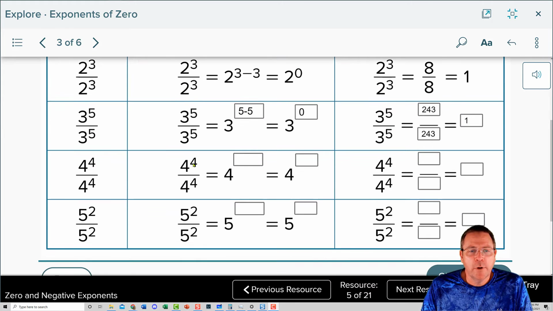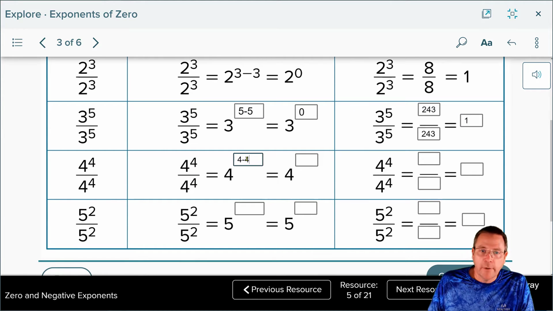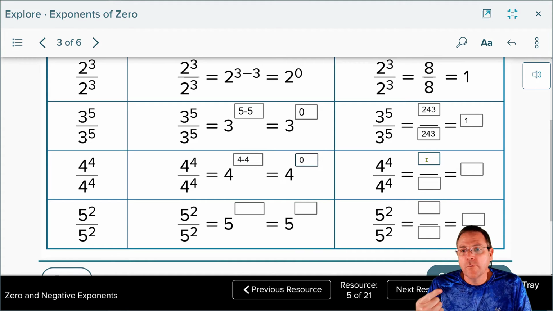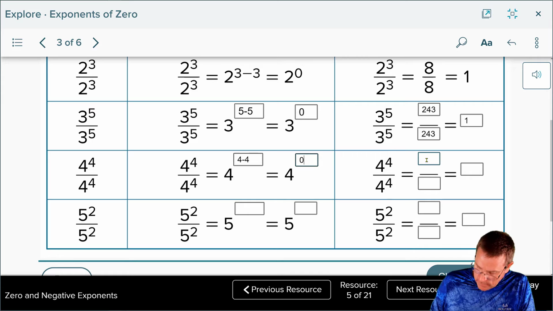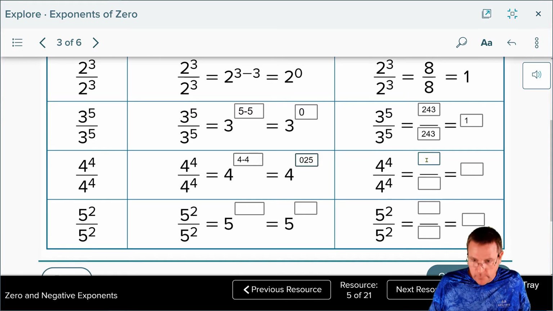Now when we keep exploring here, that's going to become 4 minus 4, which is going to be equal to 0. And 4 to the 4th, well, 4 times 4 is 16. 16 times 4 is going to be 64, and then 64 times 4 is going to end up being 256. 256 over 256, and when you divide those, you're going to get 1.